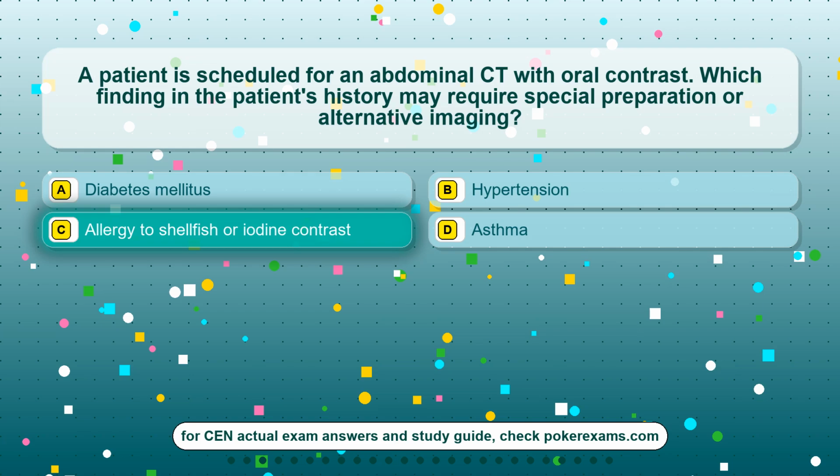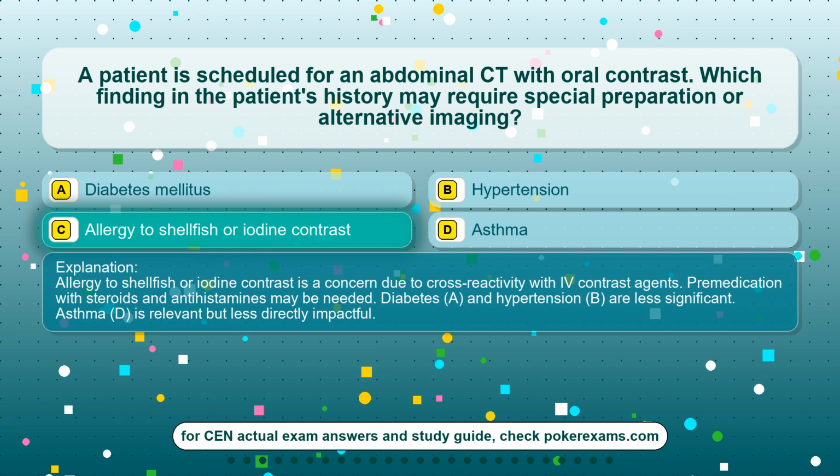The correct answer is option C, allergy to shellfish or iodine contrast. Allergy to shellfish or iodine contrast is a concern due to cross-reactivity with contrast agents. Pre-medication with steroids and antihistamines may be needed. Diabetes, A, and hypertension, B, are less significant. Asthma, D, is relevant but less directly impactful.